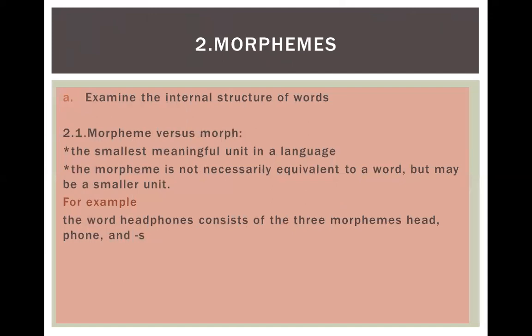The second step is morphemes. Morphemes examine the internal structure of words. Morpheme versus morph: the morpheme is the smallest meaningful unit in a language. The morpheme is not necessarily equivalent to a word, but may be a smaller unit. For example, the word headphones consists of three morphemes: head, phone, and s.